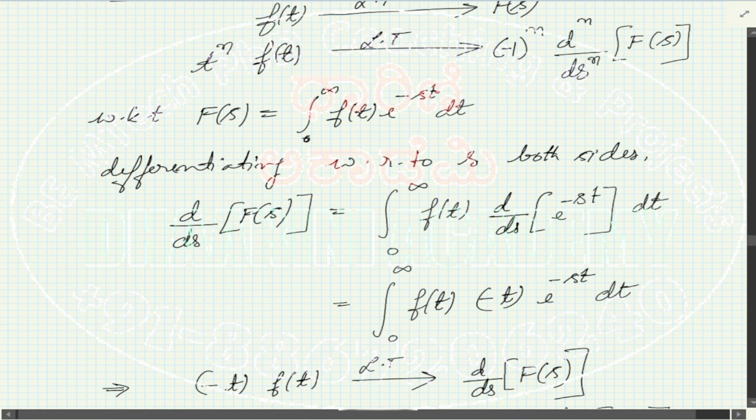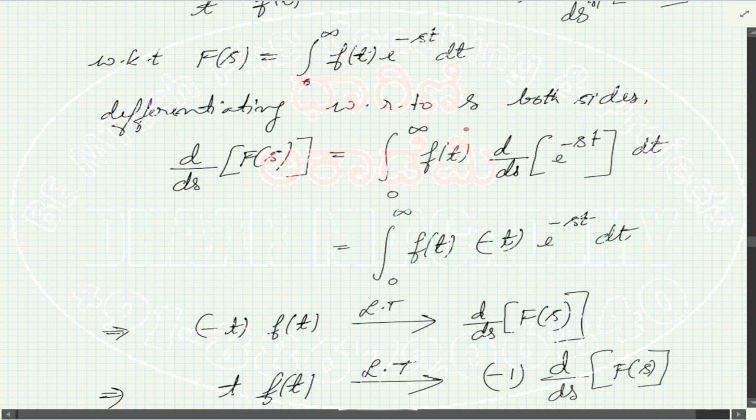To prove this, we start with the definition f of s is equal to this. Then if we differentiate with respect to s on both sides, the left hand side is d by ds of f of s, and the right hand side becomes a differentiation of that integration, but we cannot cancel them because differentiation happens with respect to s and integration is happening with respect to t. So ds and dt will not cancel. Integration and differentiation will not cancel.